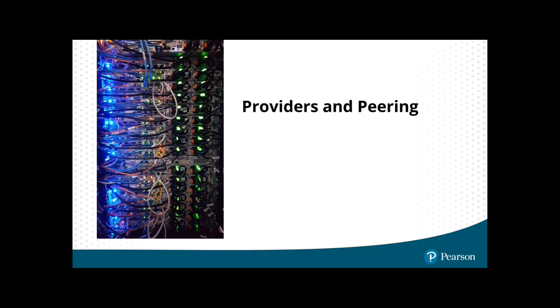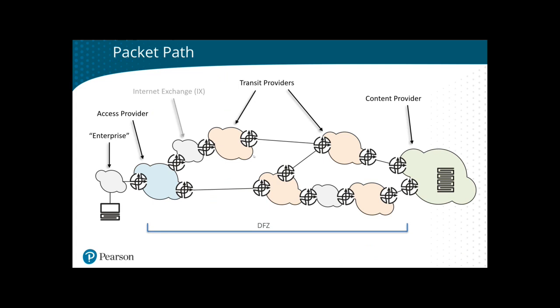So now let us talk about another interesting area, which is providers and peering. So I've talked about routing, but routing is done by providers. The actual traffic carried through the internet is carried by providers over long haul links and stuff like that. So let's talk about a packet path. Let's say that I'm here at this host and I'm connected to my corporate network. I call that an enterprise. I don't like that term enterprise, by the way.